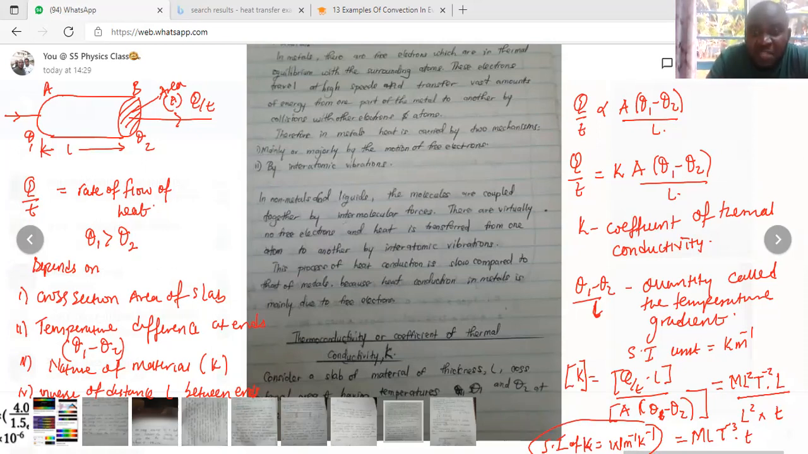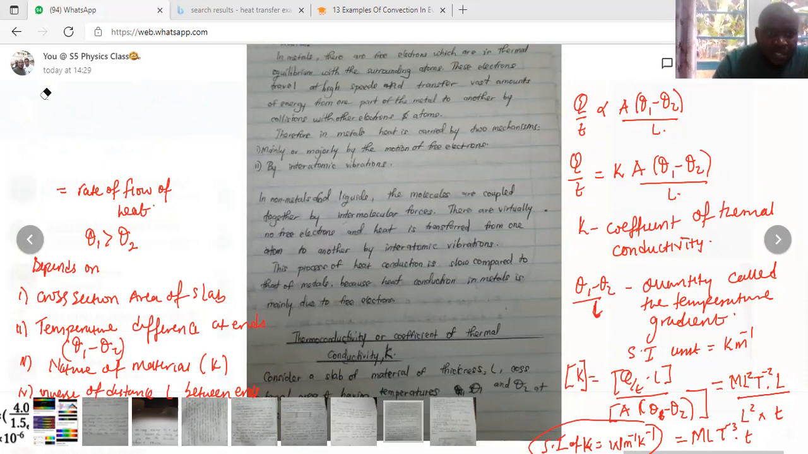With that derivation of K, its dimensions and its SI units, you can be asked to define the coefficient of thermal conductivity. We can define it as the rate of heat flow through a material of cross-section area 1 meter squared and temperature gradient of 1 Kelvin per meter. So we can write that definition down here: the coefficient of thermal conductivity K is defined as the following.